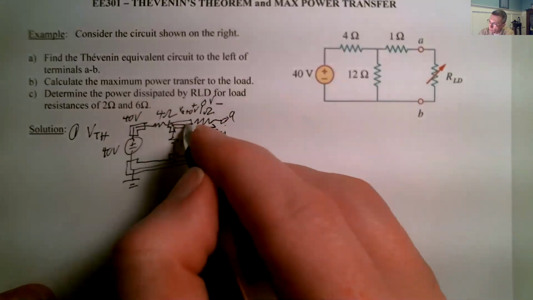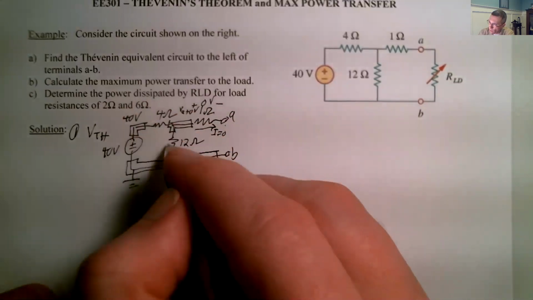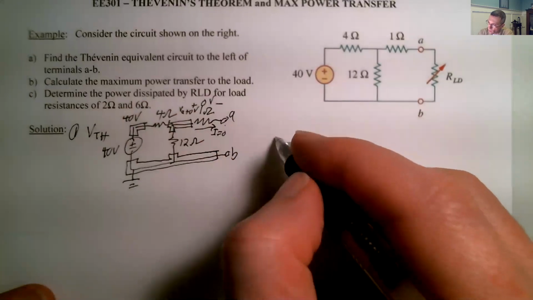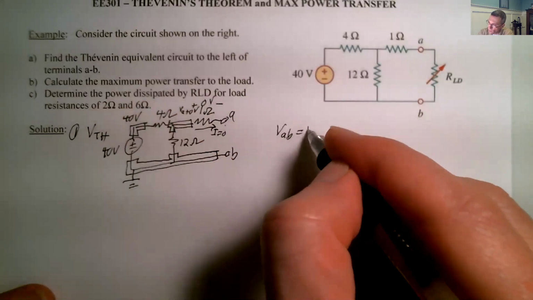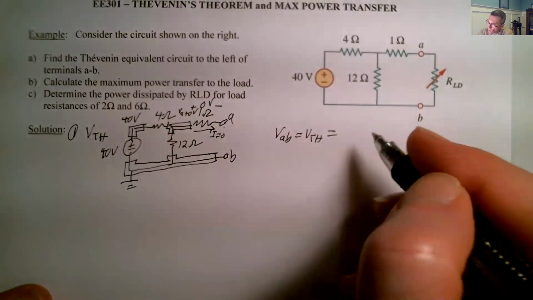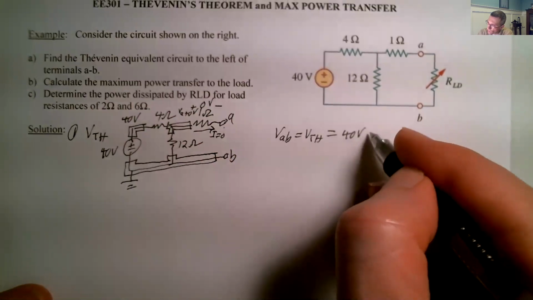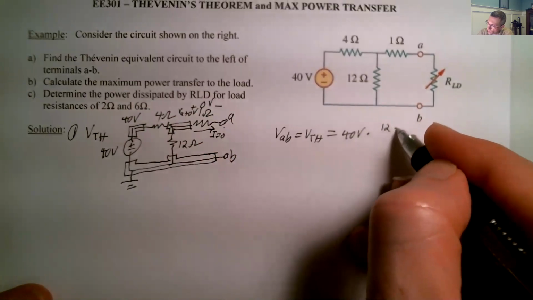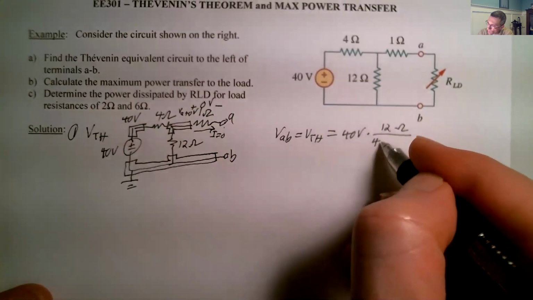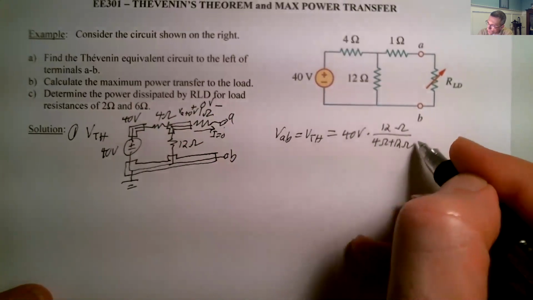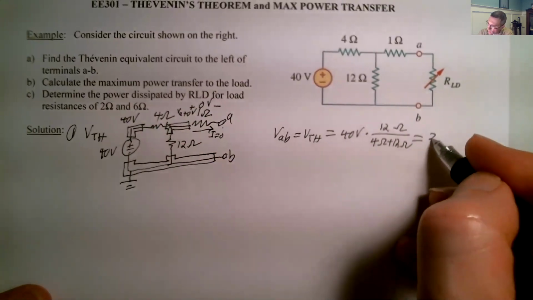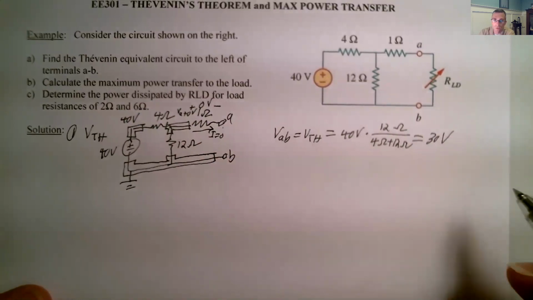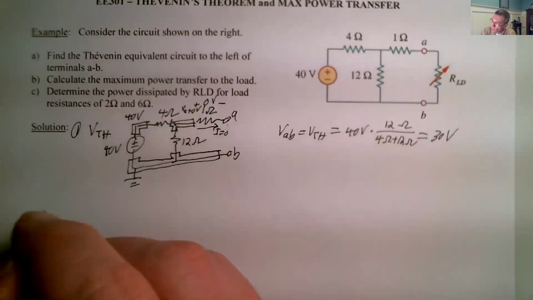There's no current going that way, so how are these two connected? They're in series. So VAB, which is equal to VTH, is equal to 40 volts times 12 ohms divided by 4 ohms plus 12 ohms. That gives us 30 volts. So that's VTH.